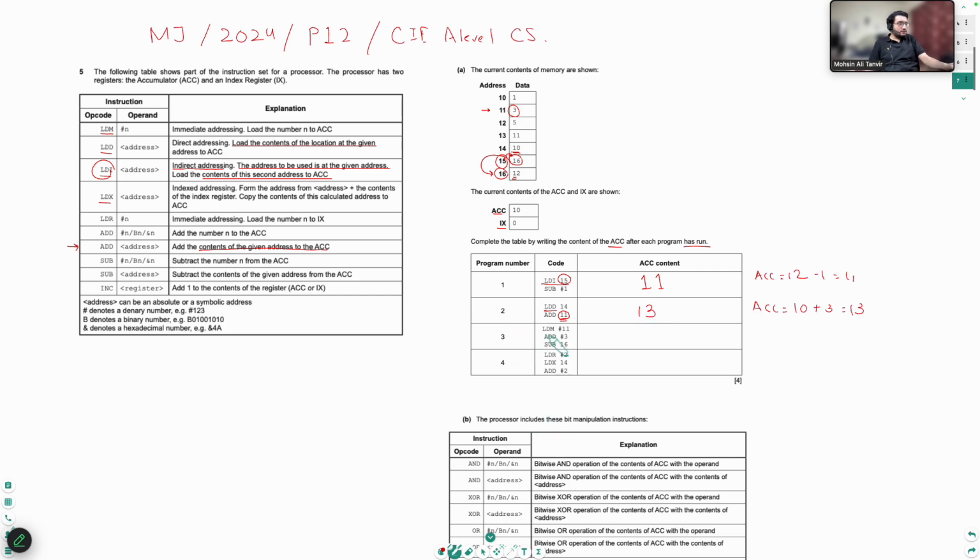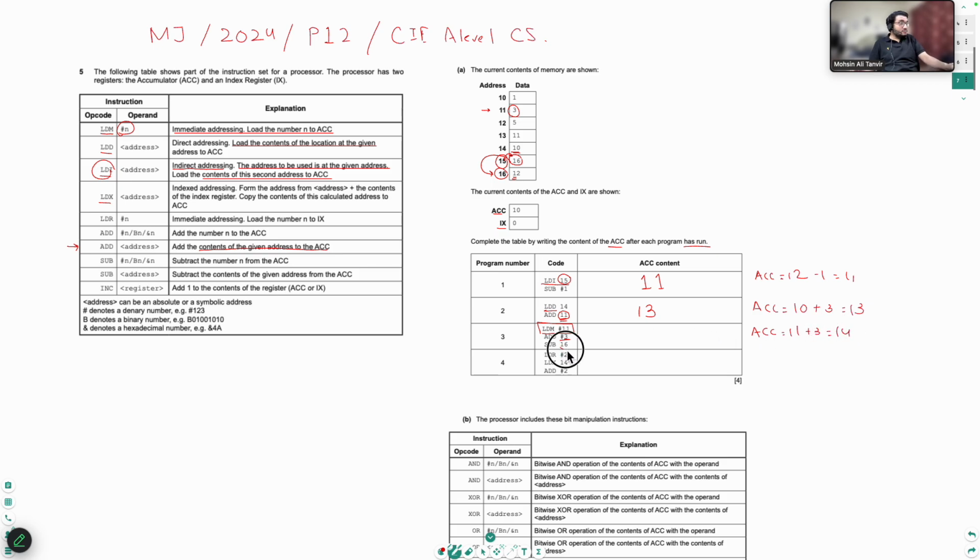Now let's do the same for the next one. Now it says LDM hash 11. I just referred to this, that with the hash we generally have an exact value, which means I need to use that particular value. So when I say I have LDM hash n, this is immediate addressing, which means that number will be loaded to the accumulator. So for this case I'll have 11 loaded to the accumulator. Then it says add hash 3. Just like what I mentioned, it's with the hash, so I'll just add 3, so that makes 14.